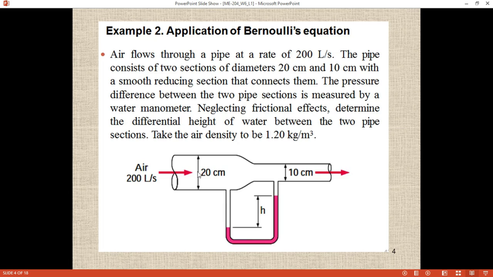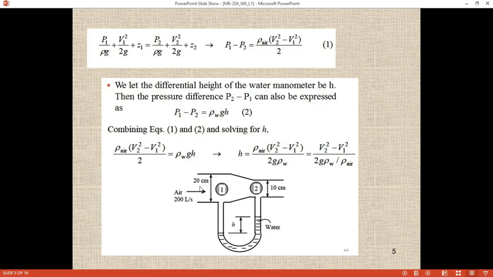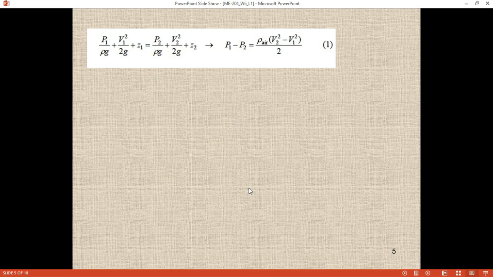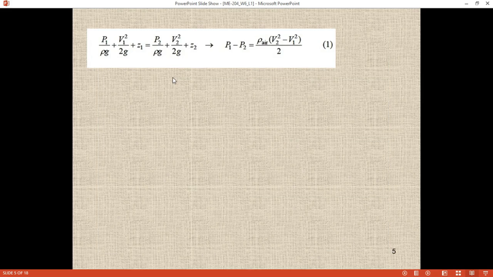So first of all, we will assign point 1 and point 2. Here the pipe is straight, so the distance from the datum line for point 1 and point 2 is the same, both are at the same level, so z1 and z2 will be equal. This is the Bernoulli equation for point 1 and point 2. Since z1 and z2 are the same, the equation reduces to P1 minus P2 equals rho of air times (V2 squared minus V1 squared) over 2.